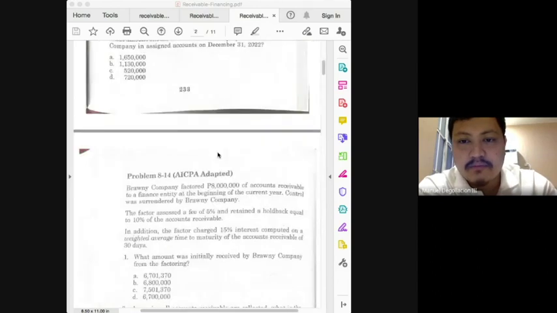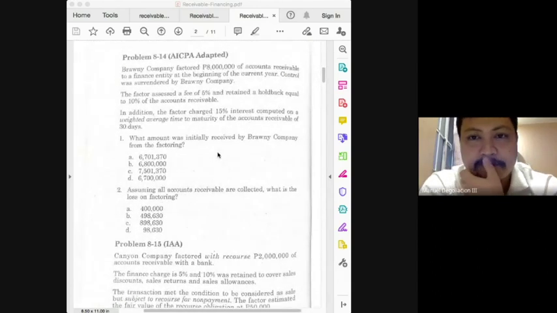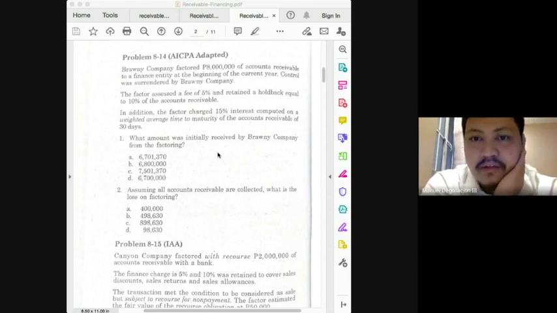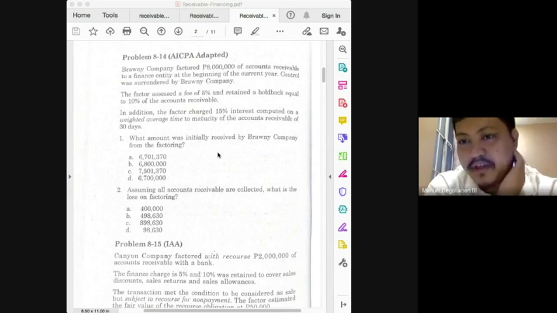Let's proceed to problem 8-14. Brony Company factored 8 million of accounts receivable to a finance entity at the beginning of the current year. Control was surrendered by Brony. The factor assessed a fee of 5% and retained a holdback equal to 10% of the accounts receivable. In addition, the factor charged 15% interest computed on a weighted average time to maturity of the accounts receivable.